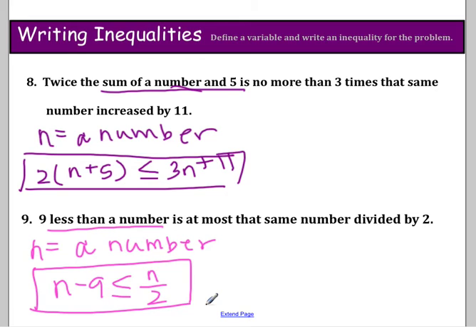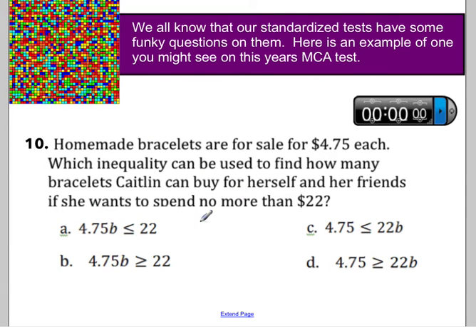These problems are a little tricky, so I really would recommend that maybe you reread through 8 and 9 and make sure you would get the same inequalities. Okay. Number 10 says homemade bracelets. We're not going to go ahead and do the MCA today. We're just going to, homemade bracelets are for sale for $4.75 each. Which inequality can be used to find how many bracelets Caitlin can buy for herself and her friends if she wants to spend no more than $22?